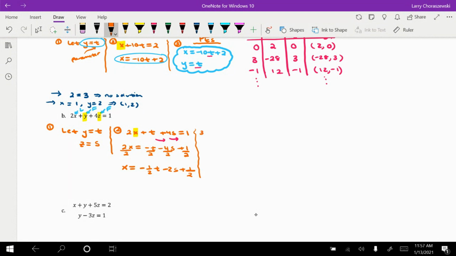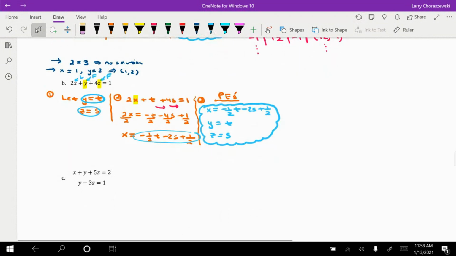So that takes us to step 3, where we'll just catalog these parametric equations. I'll start off with x. We found that x is negative 1/2 t minus 2s plus 1/2. In step 1, we saw that y is equal to t. And we also saw in step 1 that z is equal to s.